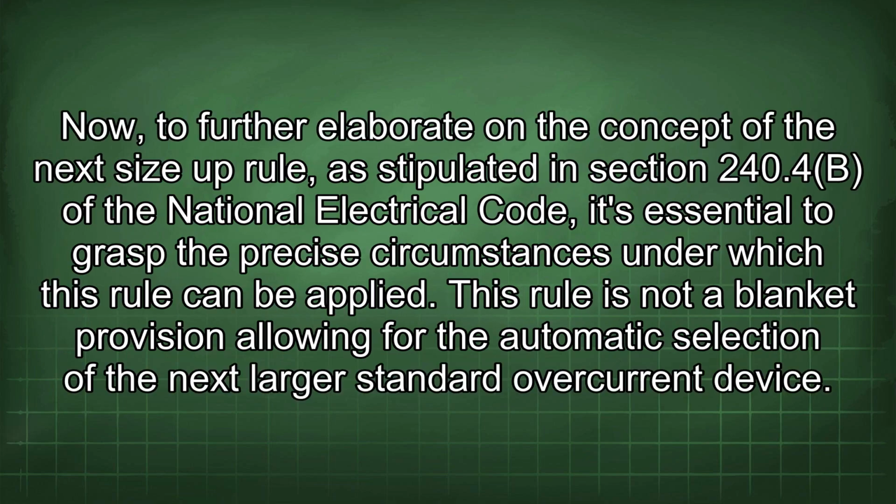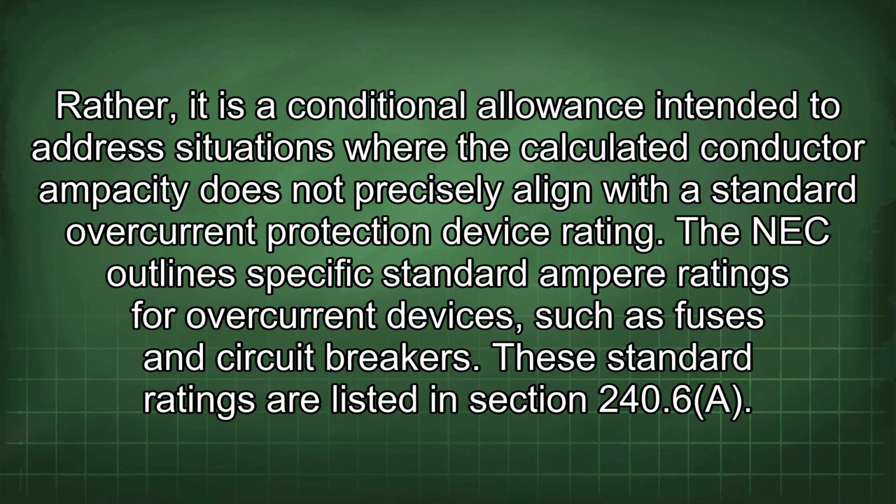Now, to further elaborate on the concept of the next size-up rule, as stipulated in Section 240.4(B) of the National Electrical Code, it's essential to grasp the precise circumstances under which this rule can be applied. This rule is not a blanket provision allowing for the automatic selection of the next largest standard overcurrent device. Rather, it is a conditional allowance intended to address situations where the calculated conductor ampacity does not precisely align with a standard overcurrent protection device rating.